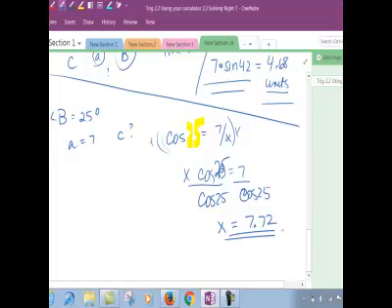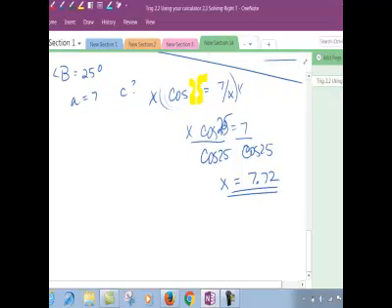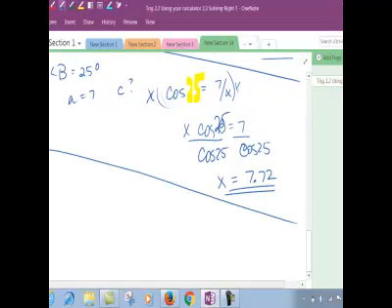All right, so some people don't need to do the 2 steps. They just recognize that when x is in the denominator, the way we solve it is we take the numerator divided by the cosine value. Probably you'll do enough of these that you'll be able to do the shortcut too.